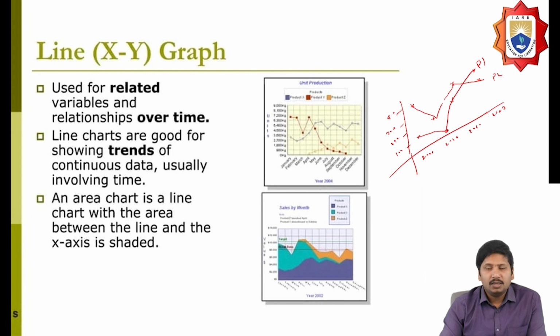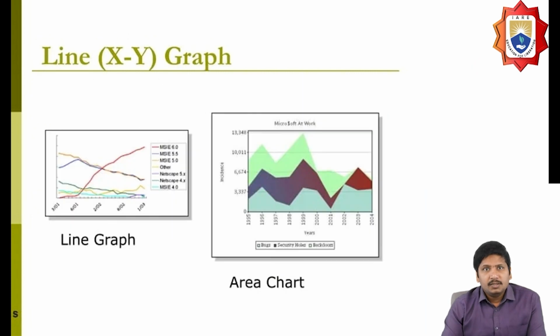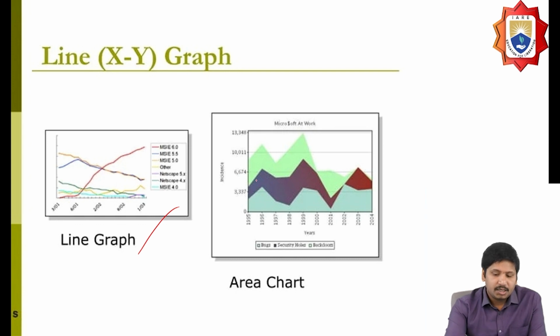So the line chart is mainly good for showing the trends of continuous data. In an area chart, the area between the lines should also be shaded, like this. So one thing under a line chart should be like this, and for an area chart, the area that is shaded under this line should be considered an area chart.